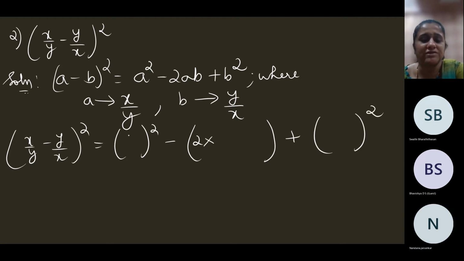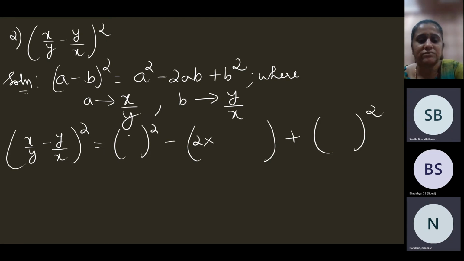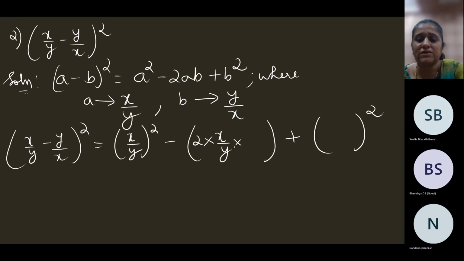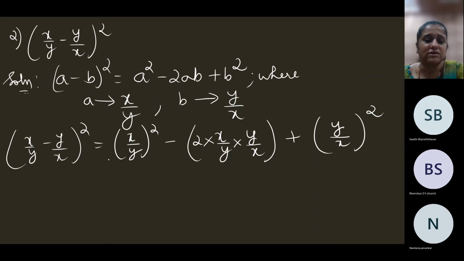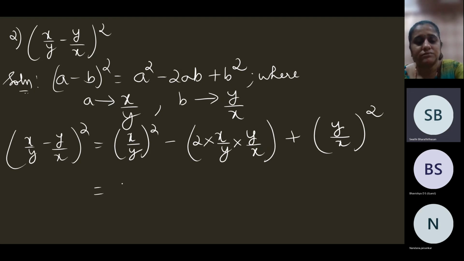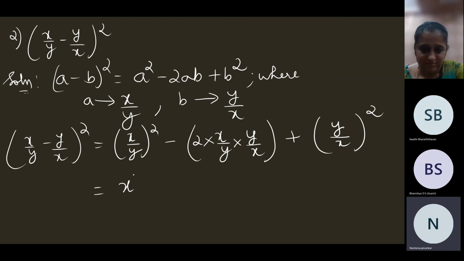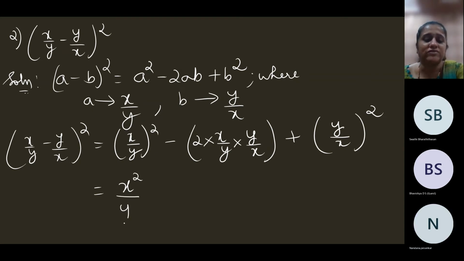Correct. Now what should I write in this bracket? X by Y. Into what should I write here? Y by X. So 2 into X by Y into Y by X. Correct. So that is equal to what is X by Y the whole square? X by Y square, ma'am. No, X square by Y square. Correct. X square by Y square.